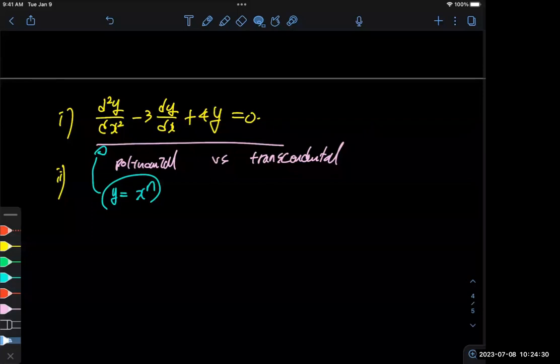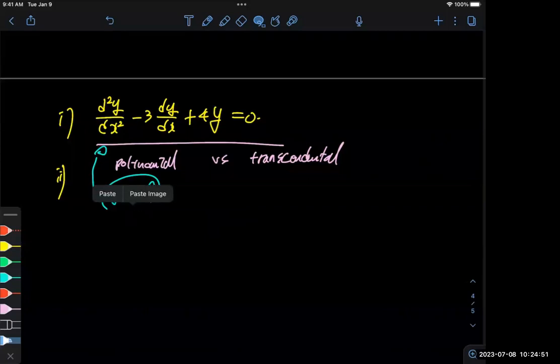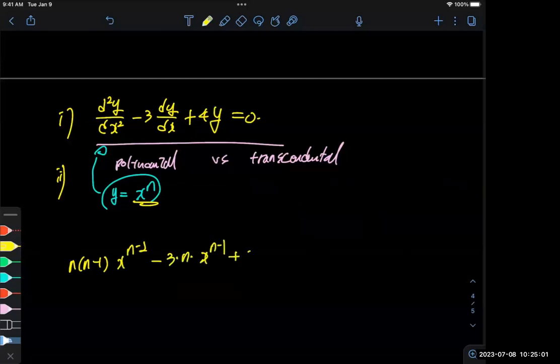All right. So here's the thing. I don't think this is going to be a good approach. Thank you for trying. This is always nice. So look, what I wanted to check is not to choose which one is a suitable function, just to try out with the polynomial. I mean, think about it. I differentiate twice, and I get n times n minus 1 x to the power of n minus 2, minus 3 times n times x to the power of n minus 1, plus 4 times x to the power of n is equal to 0.